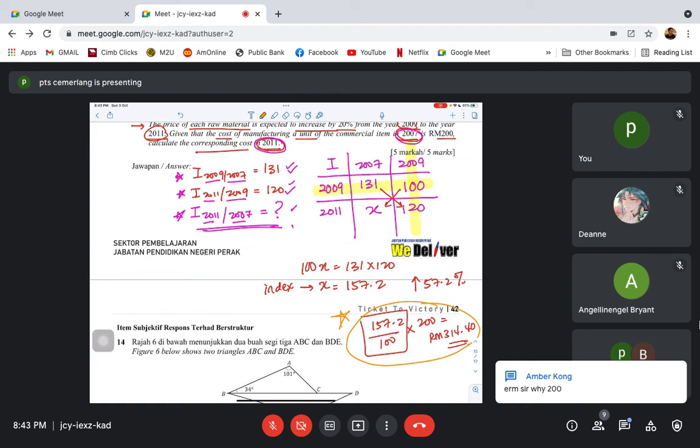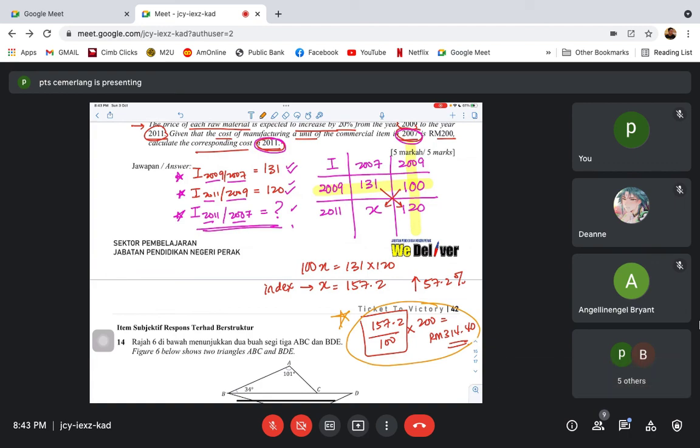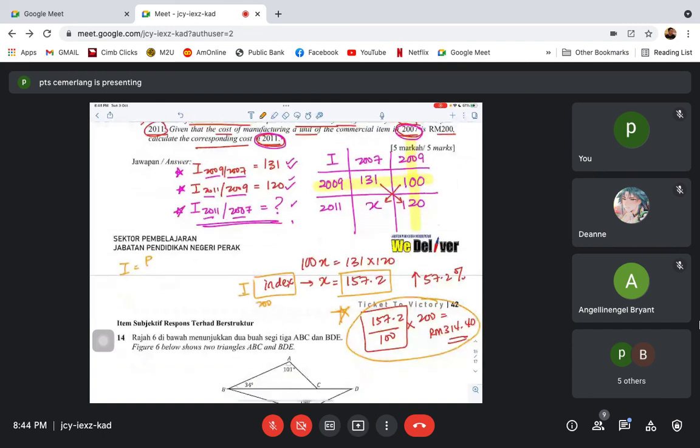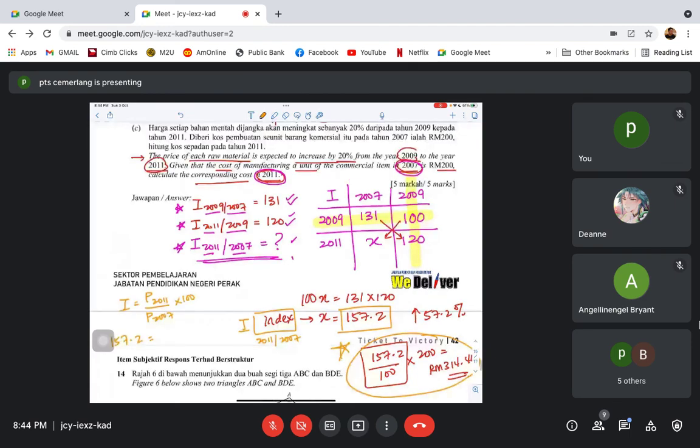Okay, you see this one kan is the index. This one is the index. Okay, this is the index. Index formula apa dia? Price of, because now this is the index of 2011 based on 2007 kan. So maksudnya kan, this is the price of 2011 over price of 2007 and then multiply by 100, correct? So this is the formula actually. So the index that we got is 157.2. And then the price in 2011, I do not know. Sebab itulah kita nak cari kan. So nak cakap calculate the corresponding cost in 2011.